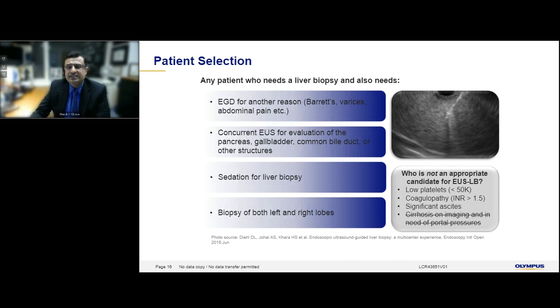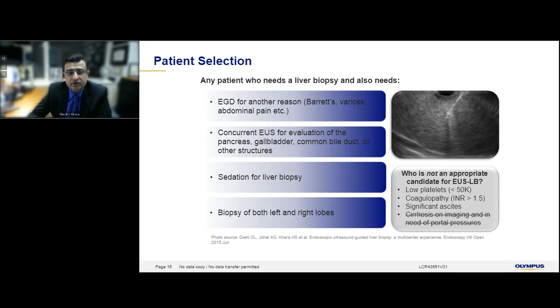Or if there is significant ascites, now this is kind of a gray zone. If there is a lot of ascites, we never want to go through the ascites fluid. So if there is fluid between the stomach or the luminal and the liver areas, then of course we don't perform an EUS-LB. However, if there is slight ascites or perihepatic ascites that's not between the stomach and the liver, and we are able to find a safe zone, we have been able to easily perform EUS-LB in these patients.